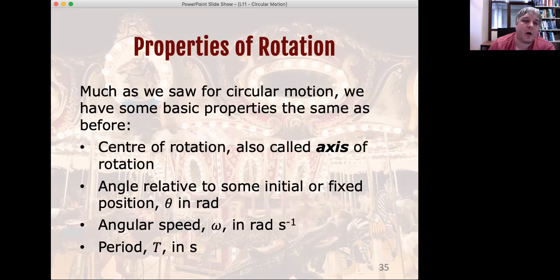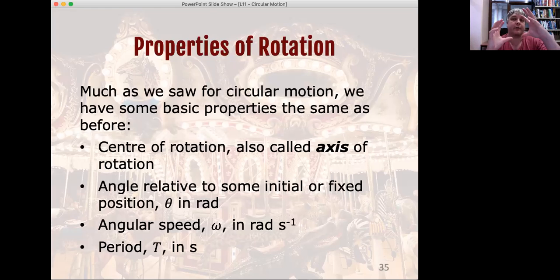So let's think about objects themselves rotating. A lot of what we just talked about for circular motion applies to rotational motion as well. So we have a center of rotation called the axis of rotation. That, in this case, is usually within, or it has to be within, the object because it's a fixed rotation point. For a circular path, here's the center, and the object travels around it. This center point is not actually in the object that is traveling around it.